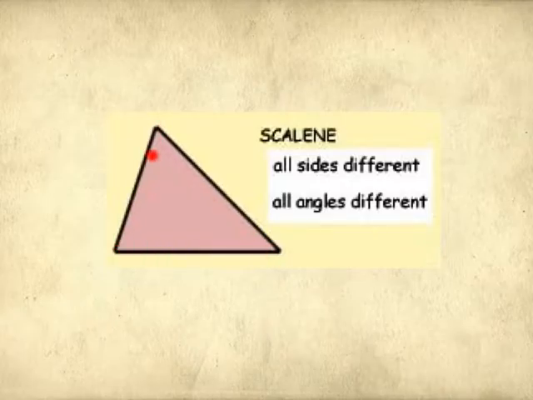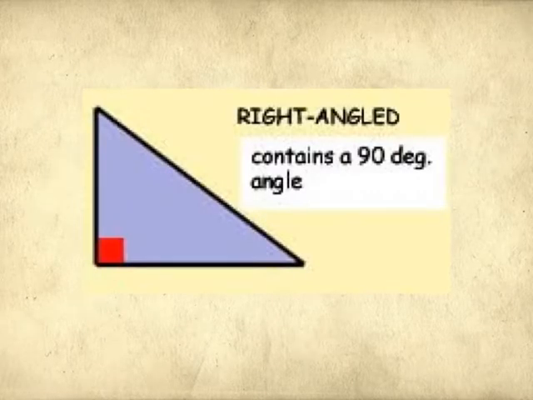None of the sides are the same length, and if you got a protractor, you would find that none of the angles are the same either. A right triangle contains a 90-degree right angle. So when you have a triangle that has a right angle in the corner, we call that a right triangle or a right-angled triangle.